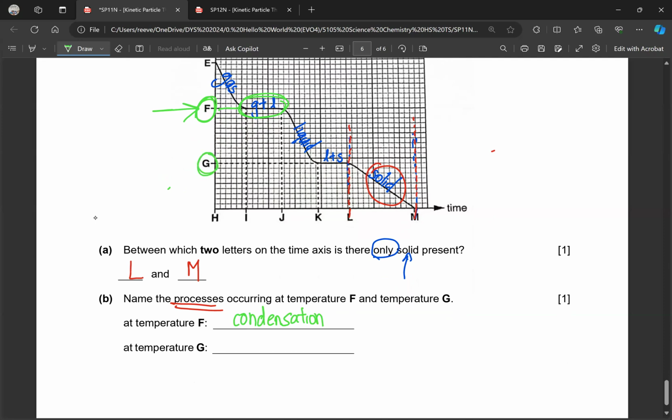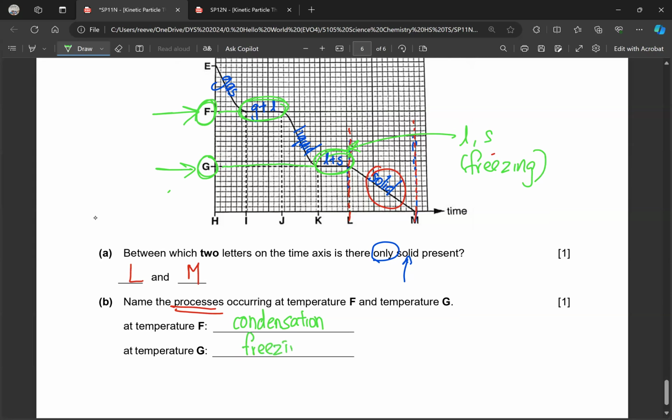The next one is at G. If you check carefully, what's happening at G? G is this part, liquid and solid. It is freezing, the liquid is becoming solid. It's not boiling, because the temperature is getting colder and colder and dropping. How can it be boiling or melting? That doesn't make sense. If you want to melt or boil something, it must be hotter. This one is colder, so it has to be freezing. Liquid turning into solid is freezing. Any question?